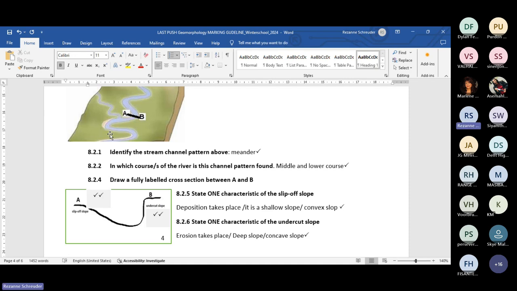So along the inside of the meander, you will see if people do canoeing, they will always take the inside bend because that is where the water flows faster. The outer side, they will go where the river flows faster. Then on the inside, you will see your deposition, your slip off slope. So that's where you will find your slower flow. Okay, so state one characteristic of the slip off slope: deposition takes place. It's also very shallow and it's a convex slope. A characteristic of the undercut slope is there's a lot more erosion and that slope will have a concave profile.